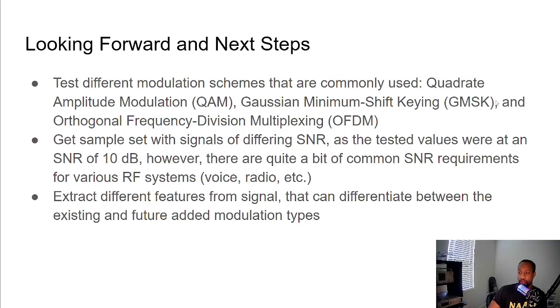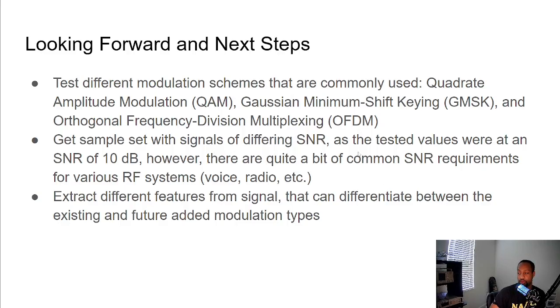So, looking forward to next steps. I'd like to be able to test different modulation schemes that were not considered, like QAM, quadrature amplitude modulation, or GMSK, which is used on our cell phones, Gaussian minimum shift keying, and OFDM as well. These are three or four different types of modulation that are very commonly used in different systems that we use on a day-to-day basis. Beyond that, I'd also like to see a sample set with differing SNRs.